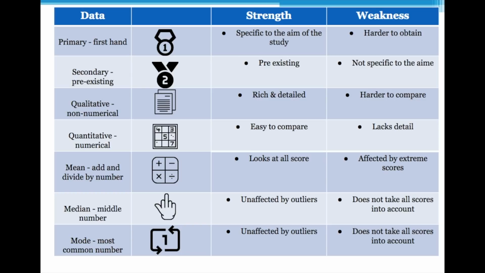And that's the strength of both of those. Median and mode are less affected by outliers, but the weakness for them is that they do not take all the scores into account. And so are you fully representing the data?